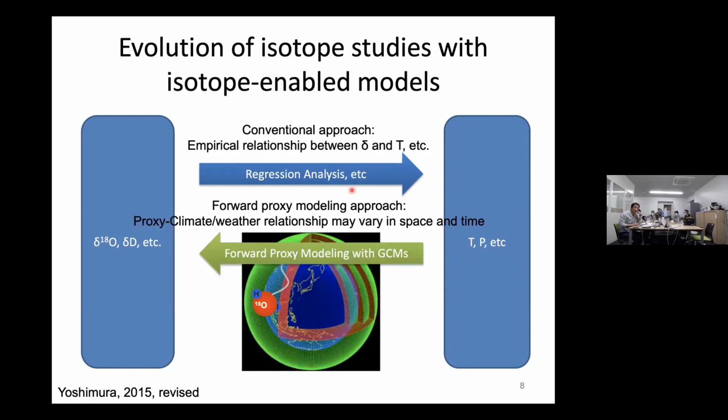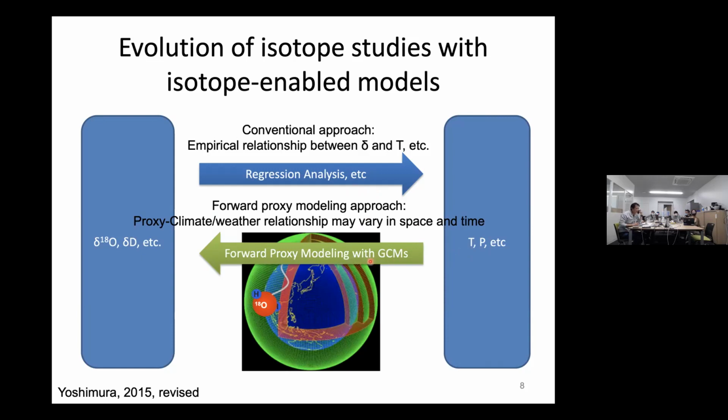However, by using an isotopic model or forward proxy model, which doesn't have to be a GCM, physics is implemented. It is called forward proxy modeling. And then this proxy-climate or proxy-weather relationship may vary in space and time.